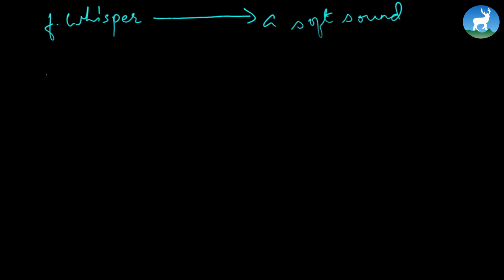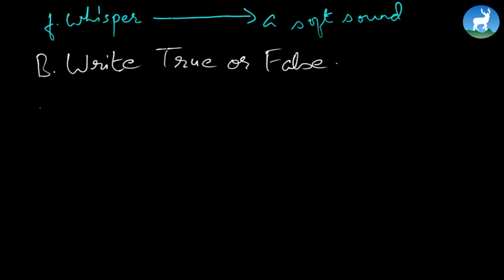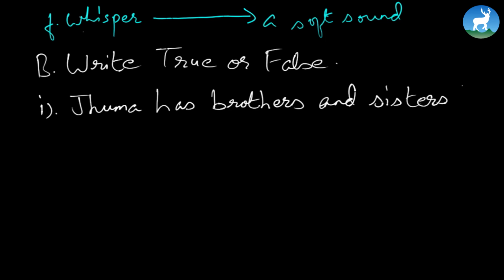Now again, number B is very simple. Number B says write true or false. Okay, number 1, Juma has brothers and sisters. To do this true or false, read the passages time and again. If you have to read it even thrice or 4 times, go for it. Don't hesitate, because the answers lie right in the passage. Brothers, sisters. So is this true or false? So let's write it down.